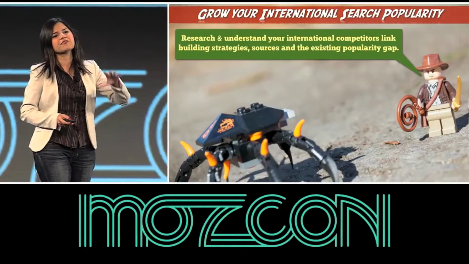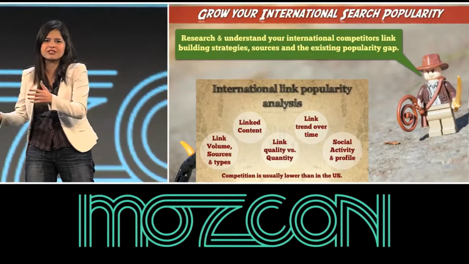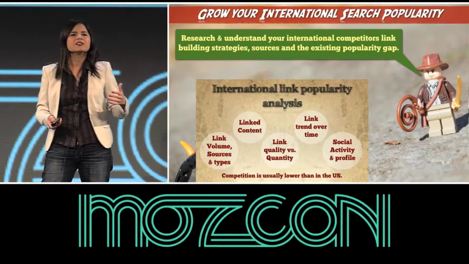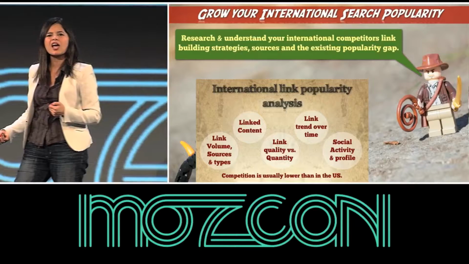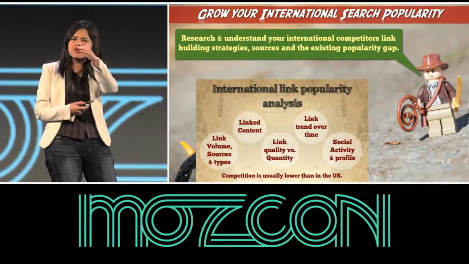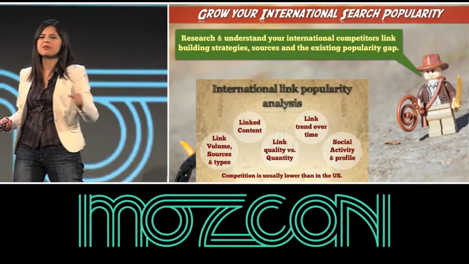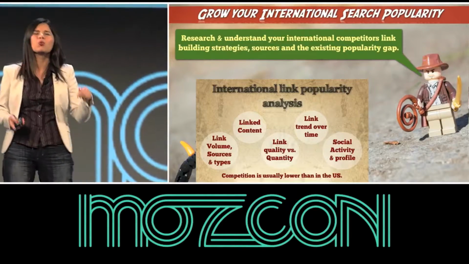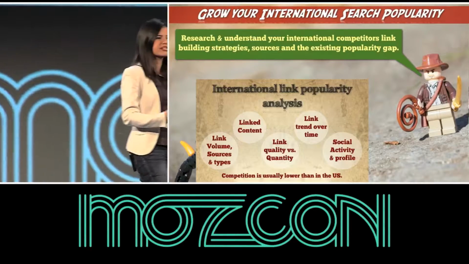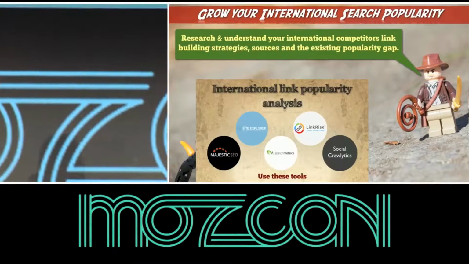So in order to do this, the first thing is to understand how your competitors in these different markets are doing out there. Understand their link volume, the link profile, the types, the sources, who is linking to them, why, to which product, to which content, the trend over time of links. I am pretty positive that most of the time, if it is not in English, the competition will be much, much lower than the one that you would have expected for this same industry and these same services in the US or in English in general.